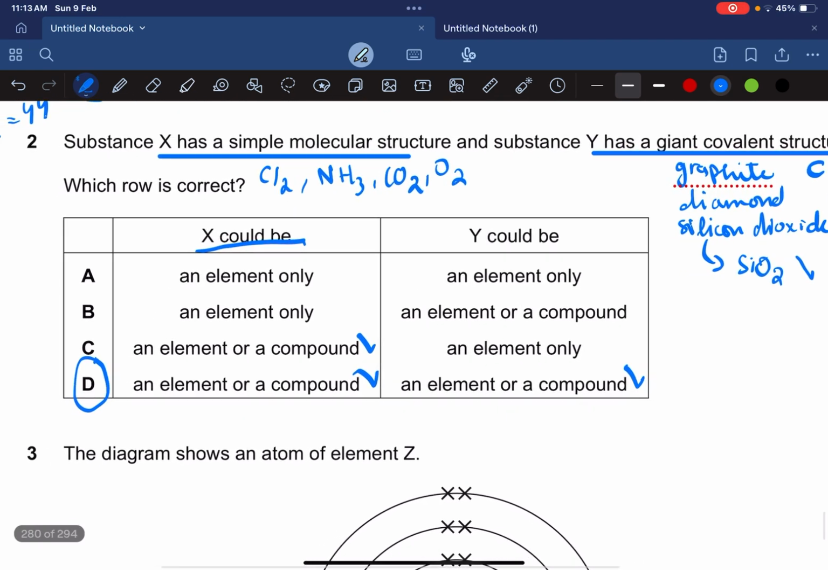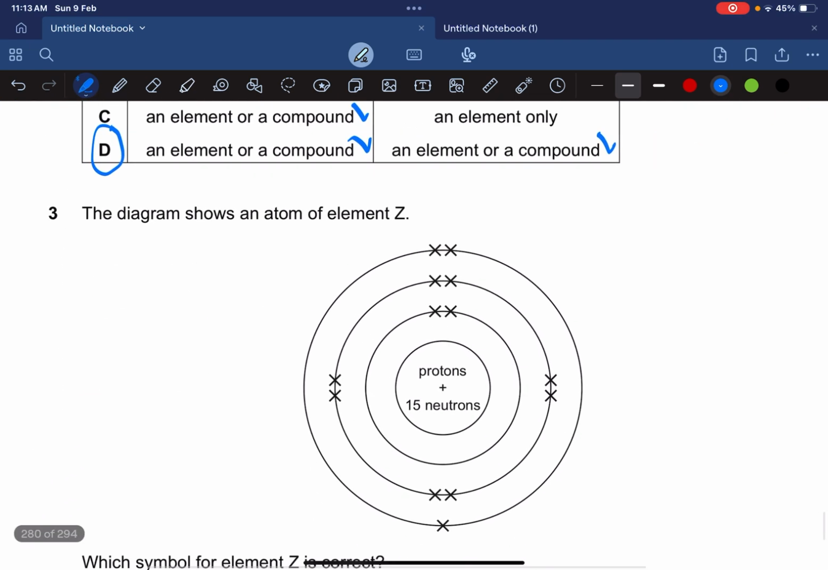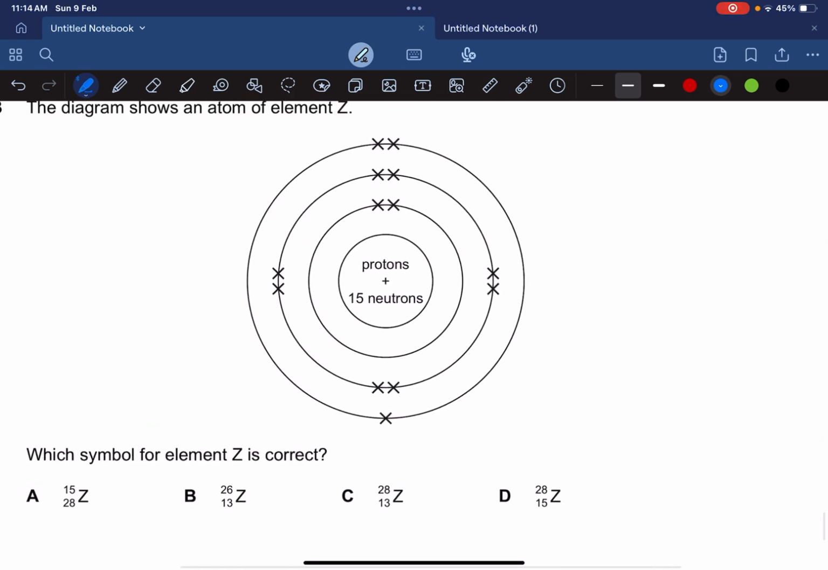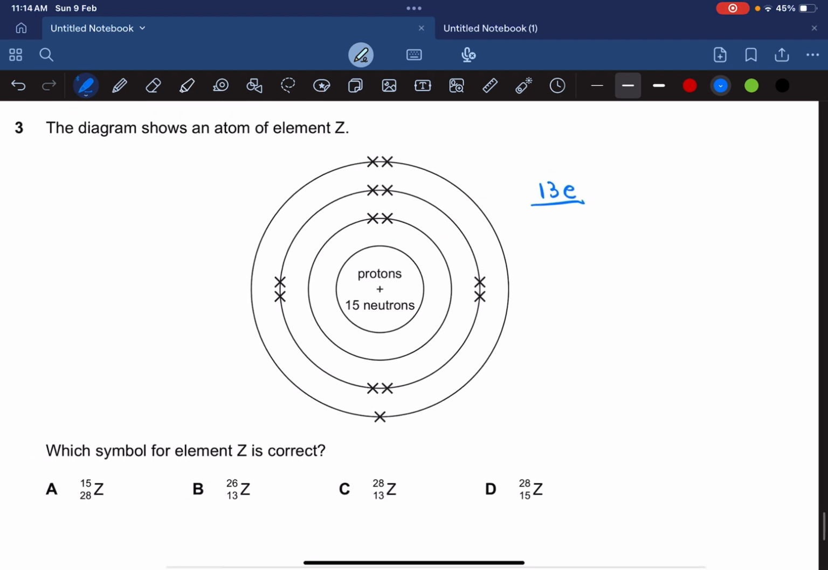Let's move on to the next one, which says the diagram shows an atom of element Z. Which symbol of element Z is correct? So now we have the number of electrons in the shells. Let's count them. 1, 2, 3, 4, 5, 6, 7, 8, 9, 10, 11, 12, and 13. So I have a total of 13 electrons, and the number of electrons and protons is the same in an atom. In an ion, the number of electrons and protons is different, but in an atom, they are the same. So hence, we are going to have 13 protons as well.